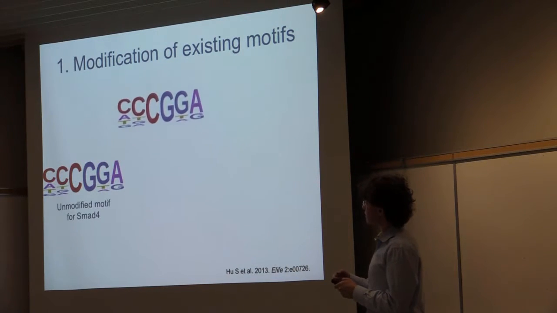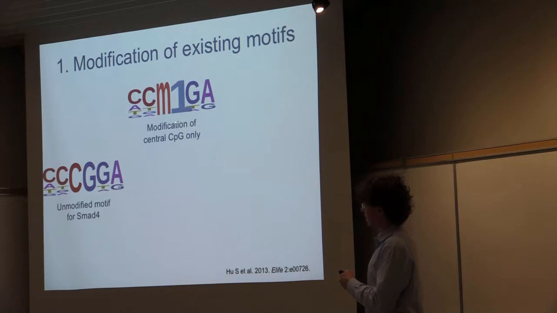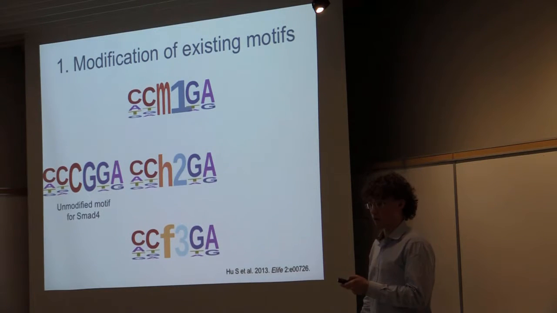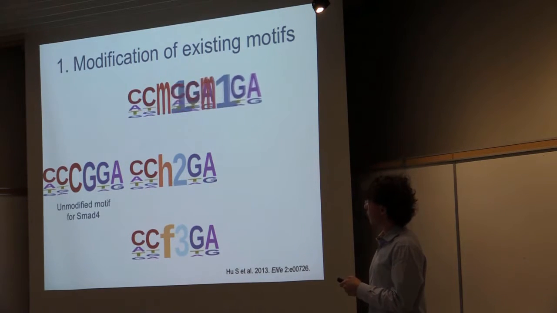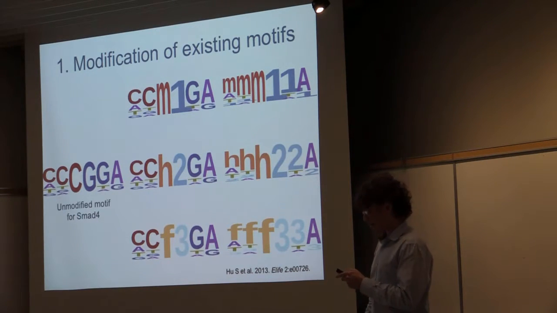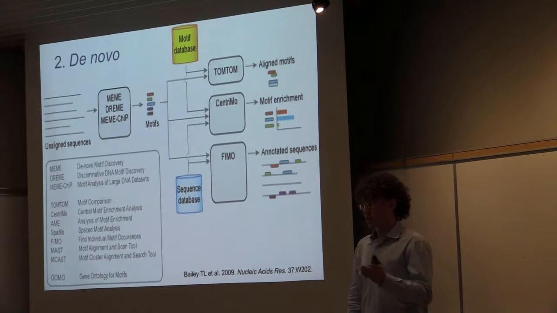So for instance, we might modify the central CpG to be methylated, and so that would look like this. Or we might modify the central CpG to be hydroxymethylated or formylated. Or we might modify all motif positions. So here we're modifying everything to 5-methylcytosine or to other modifications. And then what we also want to do is not only assess these different hypotheses, but also try to do de novo elucidation of modified motifs.